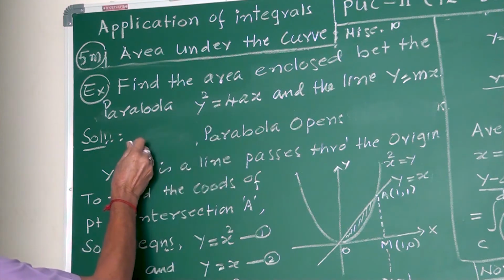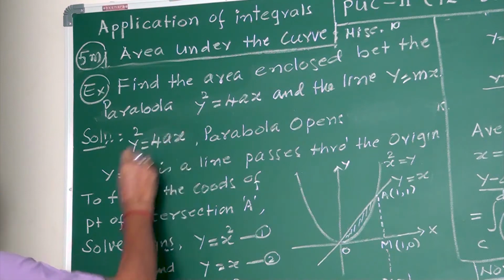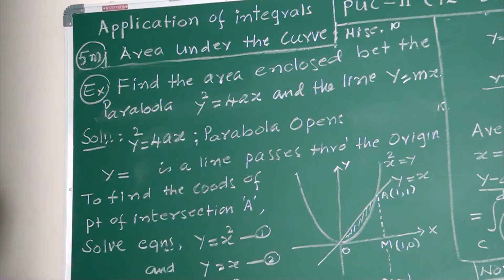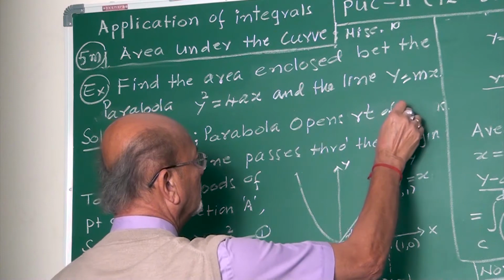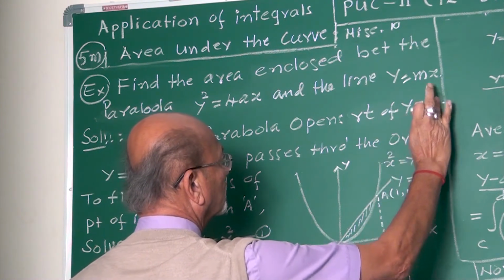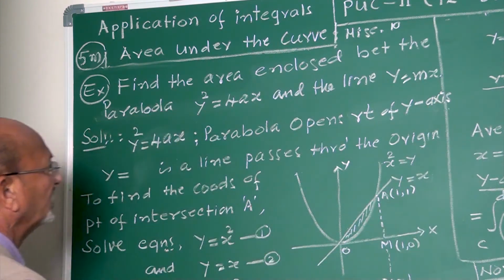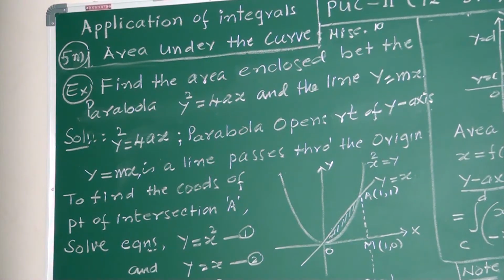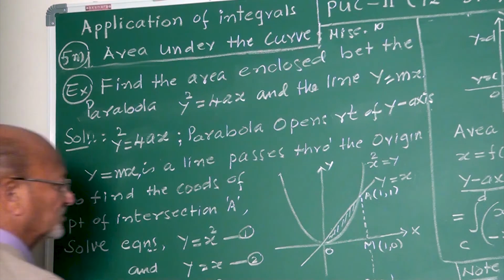First, my friends, the equation y square equal to 4ax represents a parabola that opens to the right of the y-axis. Then the line y equal to mx. Again, there is no constant. When there is no constant, it is a line that passes through the origin. Then find the coordinates of the point of intersection.